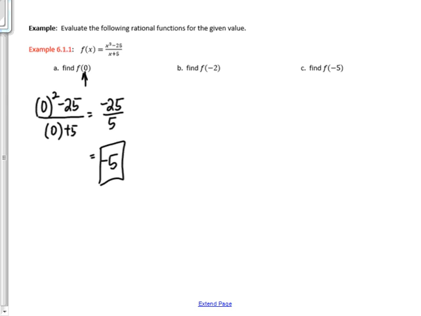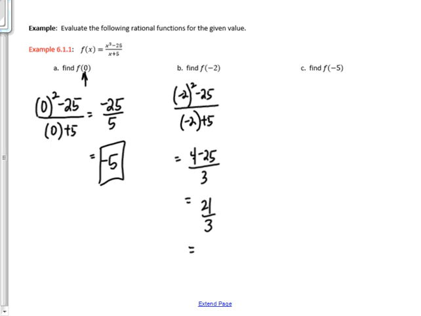Okay. All right, so let's do negative 2. So again, everywhere I have an x, I plug in whatever that number is. So it's negative 2 in this case. So on top, negative 2 squared is 4. 4 minus 25 over, all right, negative 2 plus 5 would be 3. So that's negative 21 over 3, which is negative 7.